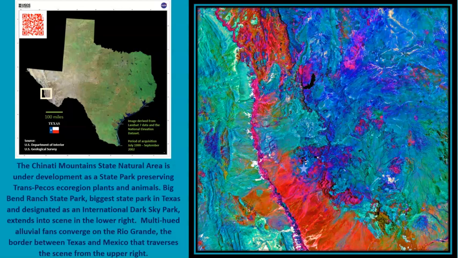If we stepped towards the west, we soon reach the Rio Grande again and the Chanati Mountains State Natural Area, which is under development as a state park, preserving Trans-Pecos Eco Regions and plants.